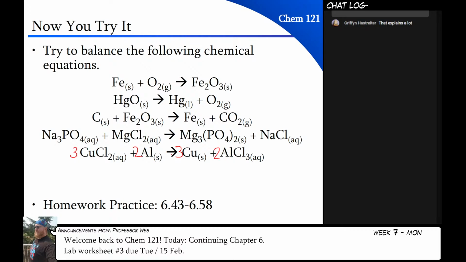Same sort of strategy. I looked for the most complicated thing. That was this one. So I said, okay, how many chlorine are there? Well, the only place that chlorine shows up is that, so I just have those numbers reversed so that it multiplies out. And then leave the simplest ones for last. That would have been aluminum and chlorine. Or, sorry, aluminum and copper.